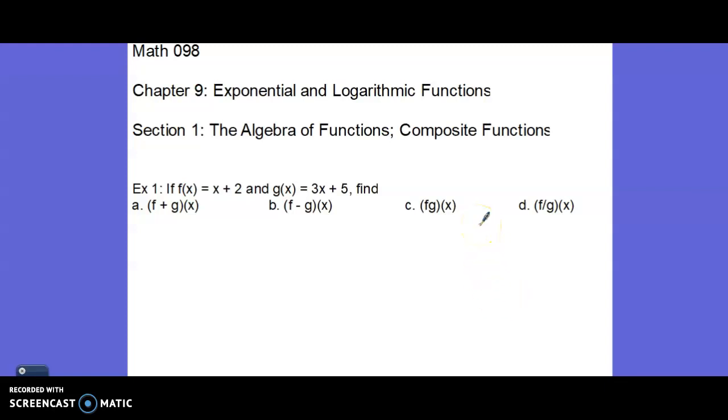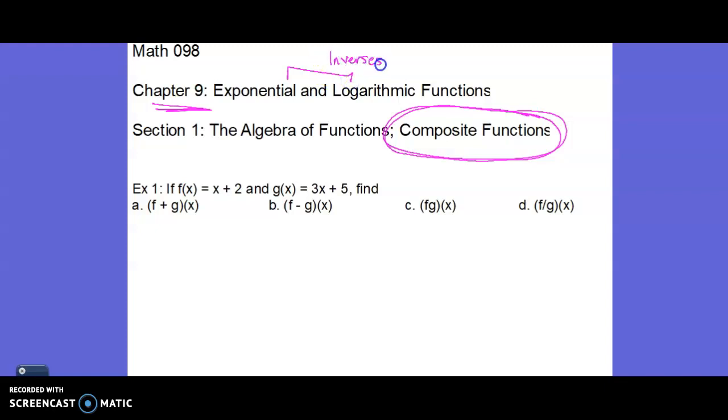Okay, Math 098, we are working with Chapter 9, which is all about exponents and logs. But before we get into exponents and logs, we want to talk about what are called composition functions. And there's a reason why we want to talk about composition functions before getting into things that these are actually inverses of each other.